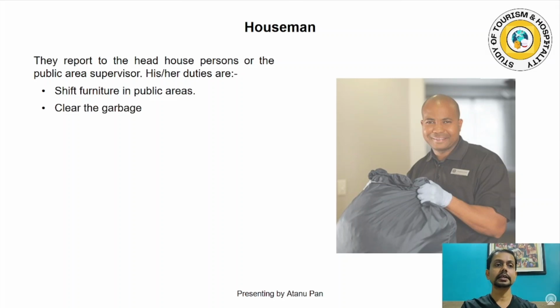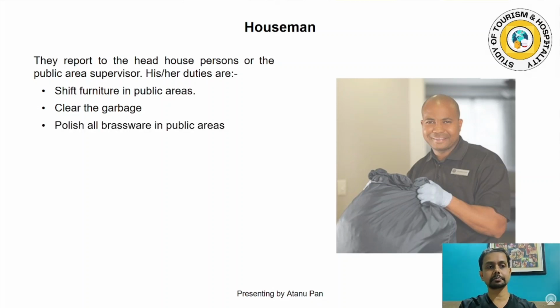All right, clearance of the garbage, taking out the garbage from the hotel. Definitely they do not take it away physically, but when the truck comes, loading the garbage onto the truck, all these things are done by the housemen. Polish all brassware in public areas. Whatever brass items are there, we use a chemical called Brasso. With the help of Brasso, we polish all the brass items.